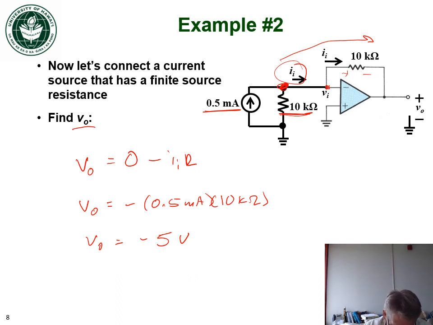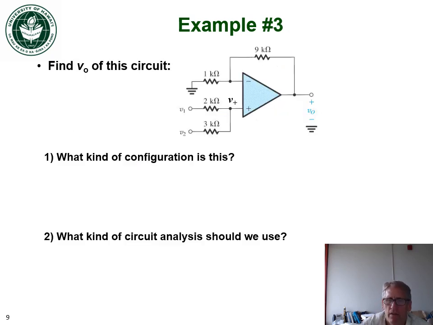All right, moving on here to example number 3. We have a circuit here that has 2 inputs, V1 and V2, and the question is to figure out what the output voltage is. The first question we'd like to answer is, what kind of configuration is this? Notice that these 2 inputs are going into the positive terminal, so this is a non-inverting amplifier.